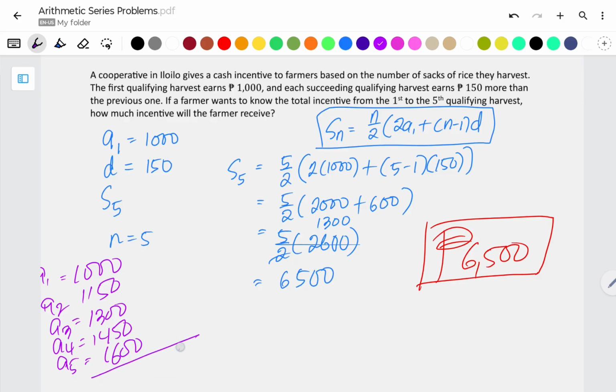If we will add them all, 0, 10, carry 1, 15, carry 1, 6. So still 6,500. Of course, it's just easy to verify because we only have 5 terms. And this formula will really be helpful if we have bigger n.